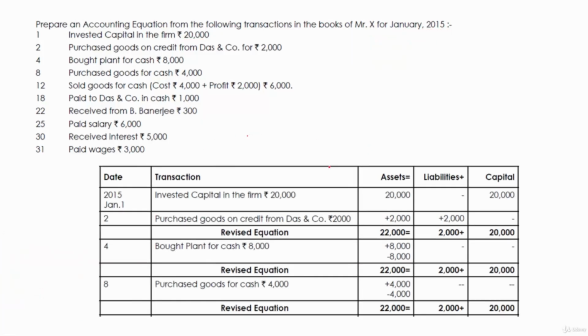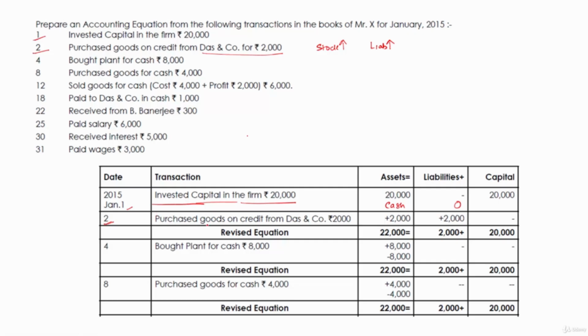The first item, on January 1, 2015, invested capital in the firm, rupees 20,000. So the asset we have now is cash, liability is 0, but capital is 20,000. So 20,000 equal to 20,000, right? Then on 2nd January, purchased goods on credit from Das and Co for 2,000. So stock is the asset that is getting increased, and on the other side liability is also getting increased by 2,000. So let's record that.